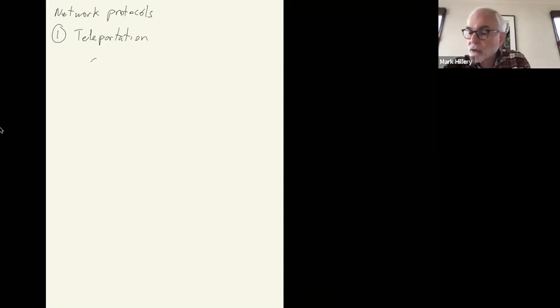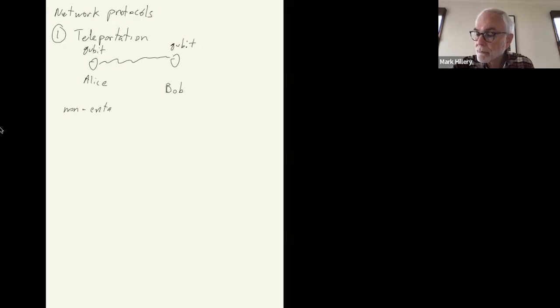So suppose we have our usual participants, Alice and Bob, and they share an entangled state. So what is an entangled state? This is a qubit for Alice, and this is a qubit for Bob. Now, a separable or non-entangled state of two qubits is just a qubit for Alice and a qubit for Bob. It's a product. And any two-qubit state which is not a product is an entangled state. So not product is entangled.